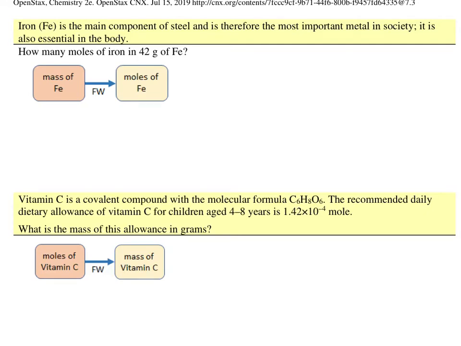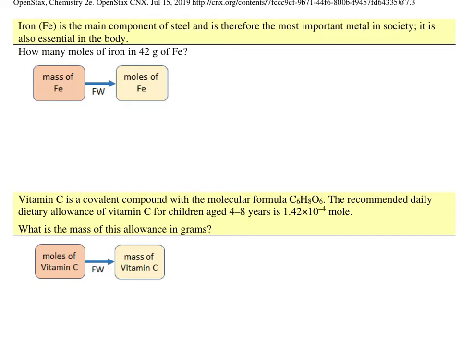In this first problem, we're trying to convert between grams of iron and moles. There's a bit of language at the start that's not important to solving the question, but it's potentially interesting. For now, we can ignore it. We know that we're going to go between mass and moles, so we're going to need a formula weight.